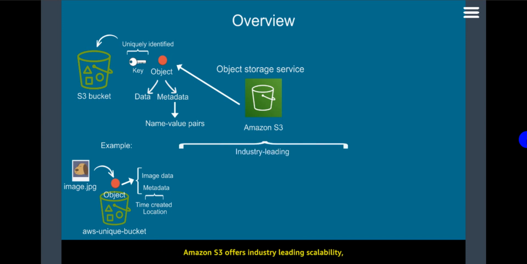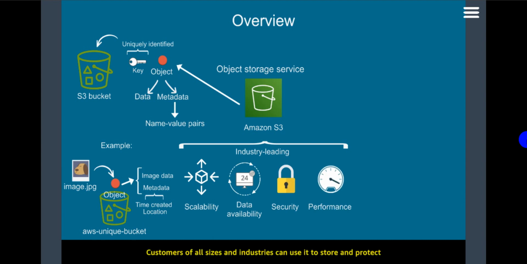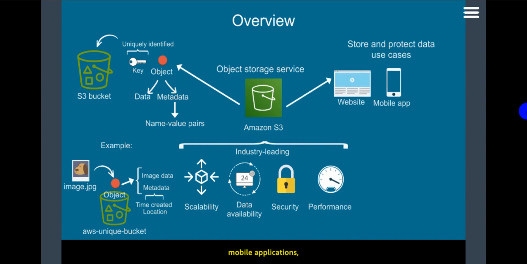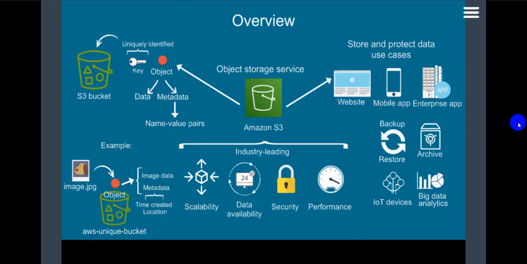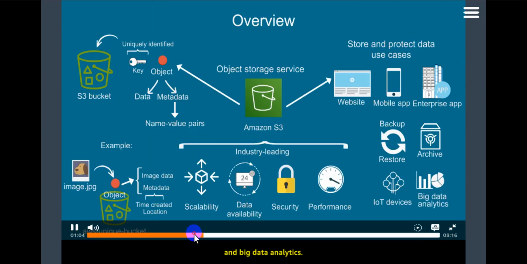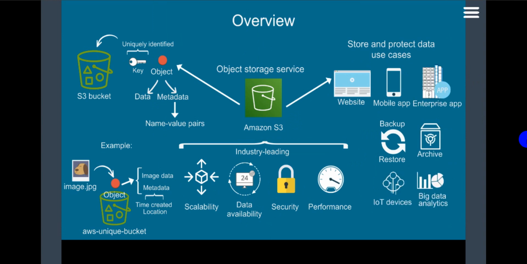Amazon S3 offers industry-leading scalability, data availability, security, and performance. Customers of all sizes and industries can use it to store and protect any amount of data for a range of use cases such as websites, mobile applications, backup and restore, archives, enterprise applications, IoT devices, and big data analytics.